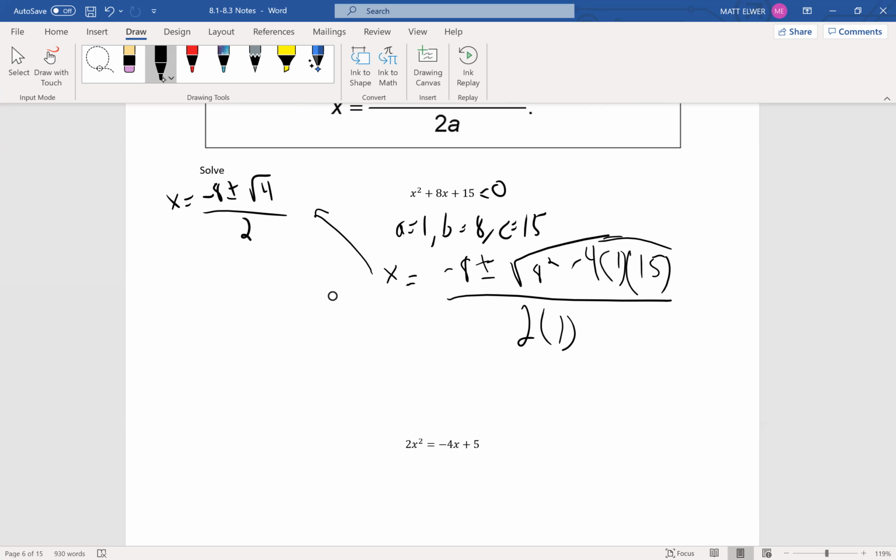So we can simplify this more. We know that the square root of 4 is 2. So we get negative 8 plus or minus 2 over 2. And then notice that we have negative 8 plus 2 and negative 8 minus 2. Negative 8 plus 2 is negative 6 over 2, right? Or negative 8 minus 2 is negative 10 over 2. Negative 6 divided by 2 is a negative 3. Negative 10 divided by 2 is a negative 5. Right? So we get x is equal to negative 3 or negative 5.